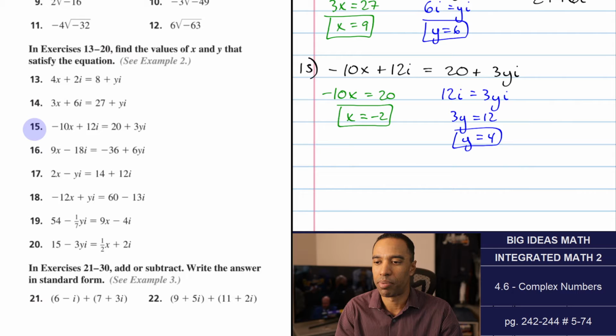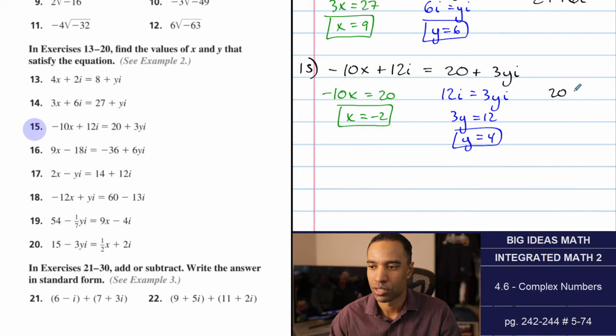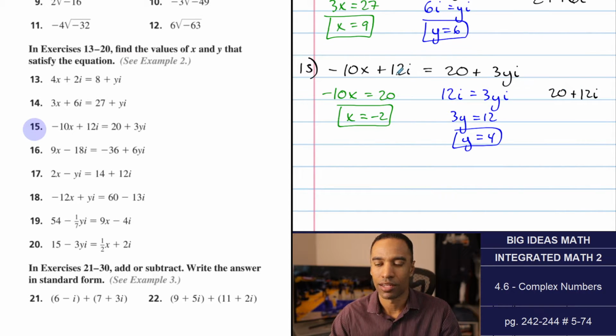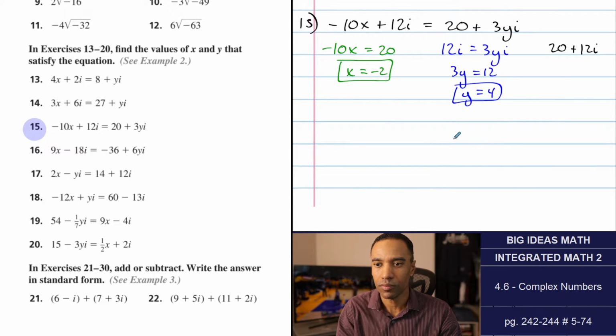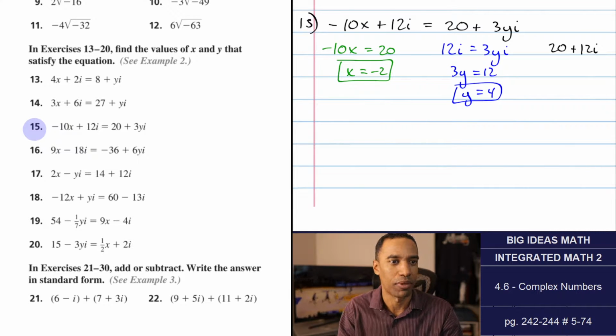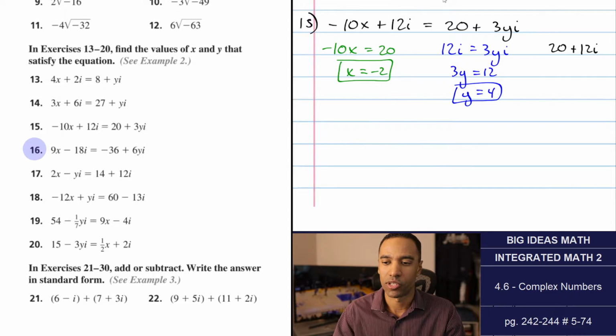So that whole complex number, I guess, is 20 plus 12i, right? I'm looking for the parts that don't have the variables and putting them together. When x is negative 2 and y equals 4, that's what makes those things equal to that complex number. Right? What makes the left side equal the right side? Number 16.